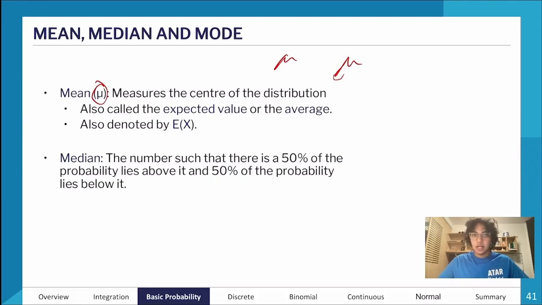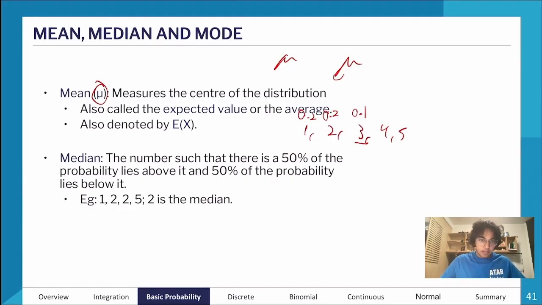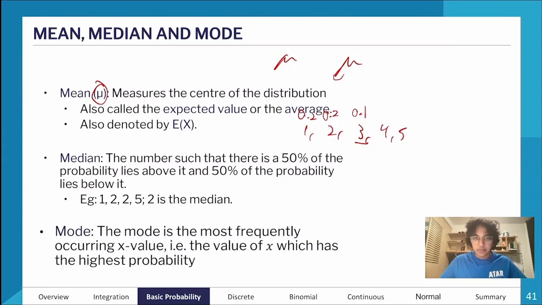The median is the value where 50% of the values lie above it and 50% lie below it. So if I have 1, 2, 3, 4, and 5, the probability of 1 occurring might be 0.2, the probability of 2 occurring might be 0.2, and the probability of 3 occurring is 0.1. So then the median value is 3 because 50% of the probability lies below it, 50% lies above it, right? So that's a median. In this case you've got 1, 2, 2, and 5. 2 is the most common thing, so it's also smack bang in the middle, so that's the median.